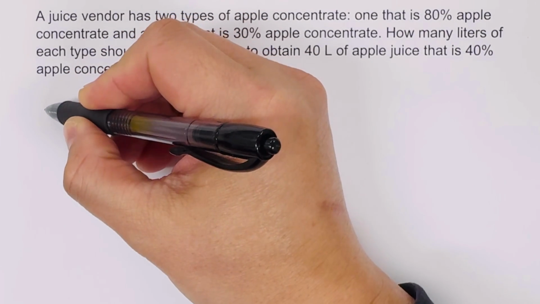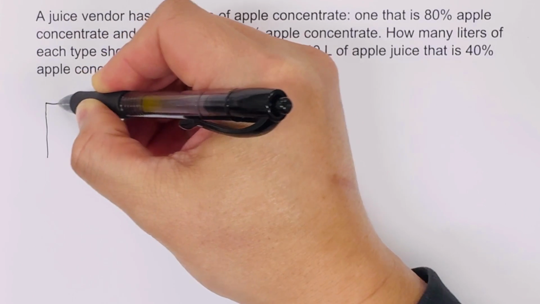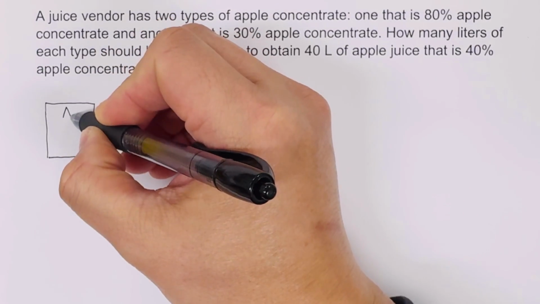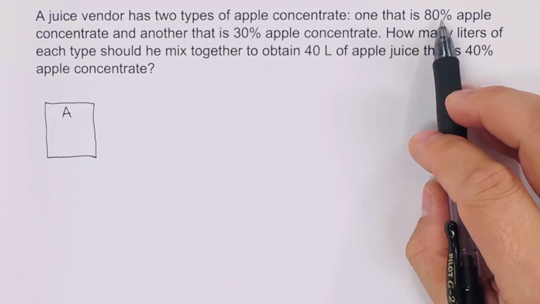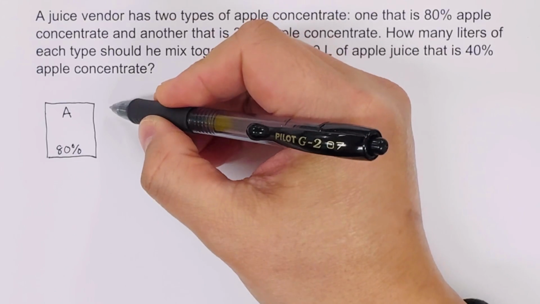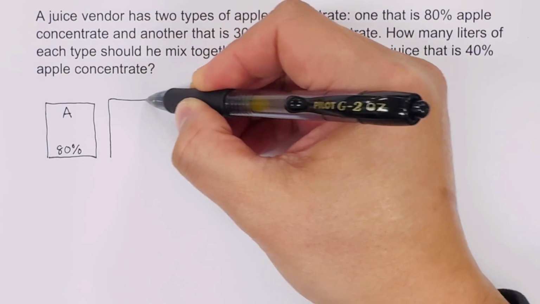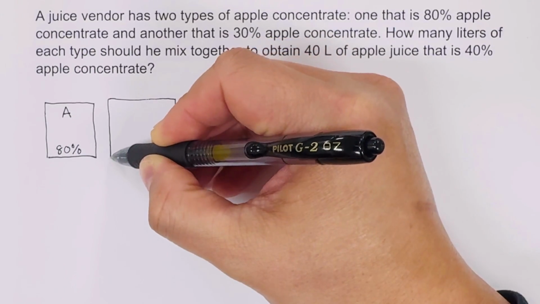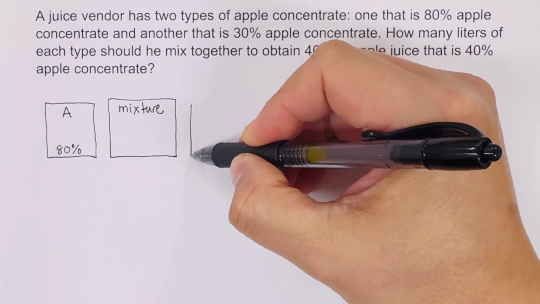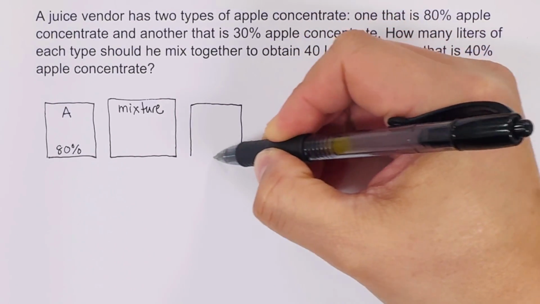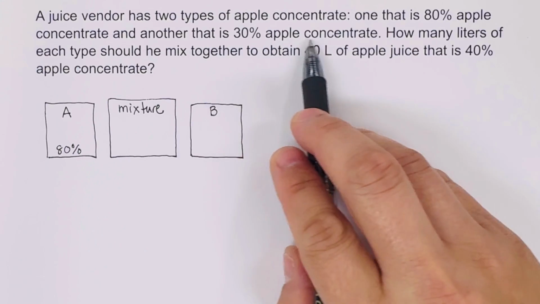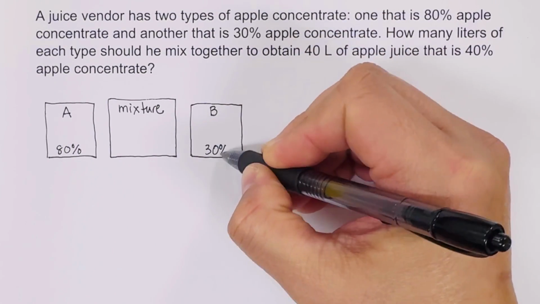So I'm going to draw this bucket, let's say this is juice A. I'm going to label this as juice A, and we say that this is 80% apple concentrate. And then we are going to have this bucket for the mixture of both of them. I'm going to label this as the mixture of both A and B. The other type of apple concentrate that we have here, we will label as B, and it's going to be 30% apple concentrate.